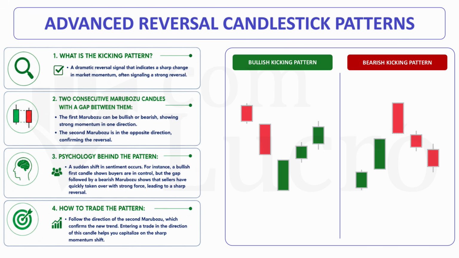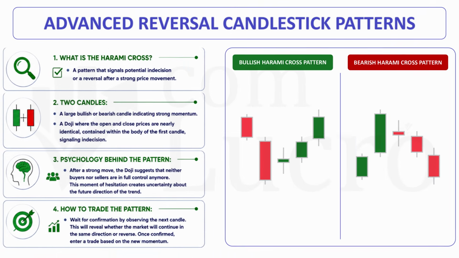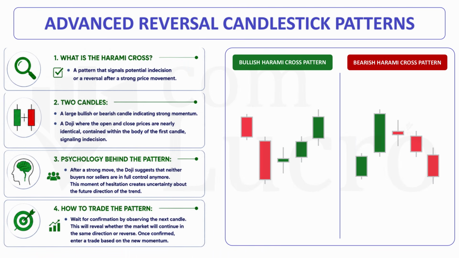The key is to follow the direction of the second Marubozu. This second candle confirms the new trend, whether it's bullish or bearish. Entering a trade in the direction of the second Marubozu allows you to capitalize on the sharp momentum shift. Next, let's discuss the Harami cross, a pattern that signals a potential pause or reversal after a strong price movement.